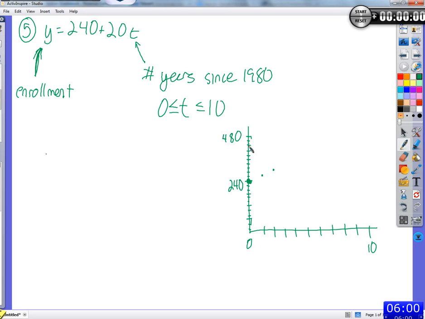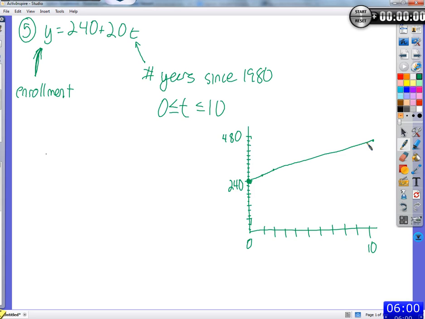So 440. Try to make a straight line. So simply slope-intercept form. Slope is 20 over 1, up 20 over 1. 20 students every 1 year. The y-intercept is 240. There you go. Or you could just put in 0, put in 10, find the two y-values, and connect those two. Just graphing a line. So we need two points to graph a line. That's all we need.